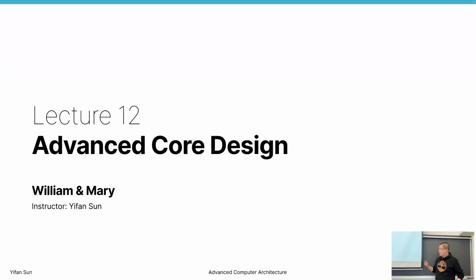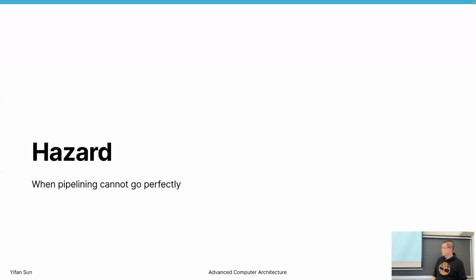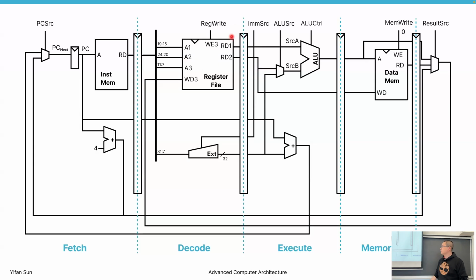Okay. So in today's lecture, we're going to continue with the 5-stage pipeline design, and we're going to talk about some more advanced core design topics. Especially today, we're going to focus on dealing with hazards when the pipeline cannot go perfectly. So what is a hazard? As a starting point, we were talking about the 5-stage pipeline. In a regular 5-stage pipeline, we start with fetch, decode. Decode sometimes also includes reading the register file, and in some types of design, they also have a read stage, and then execute stage, memory stage, and write back stage. Those are the typical pipeline structure.